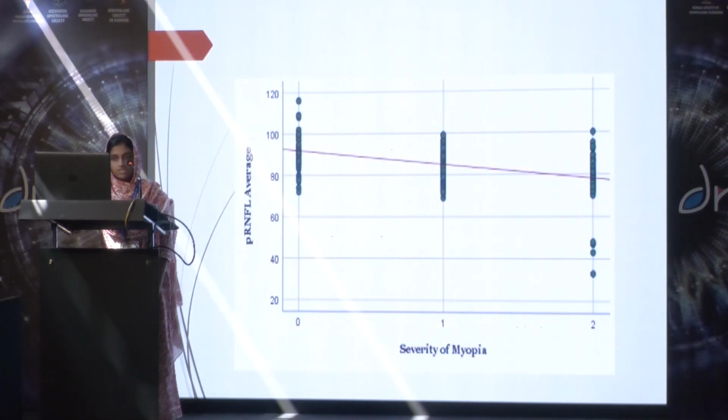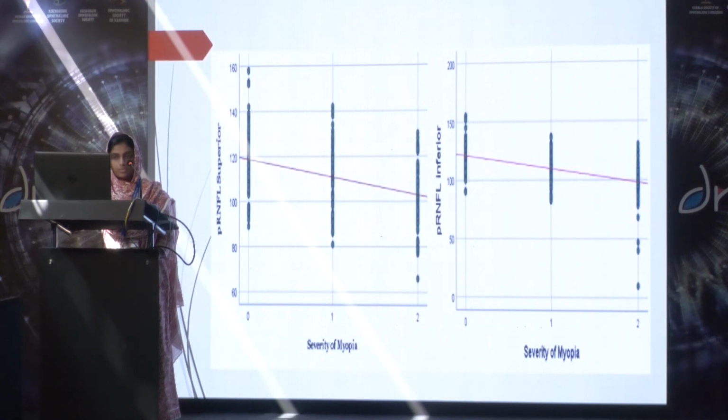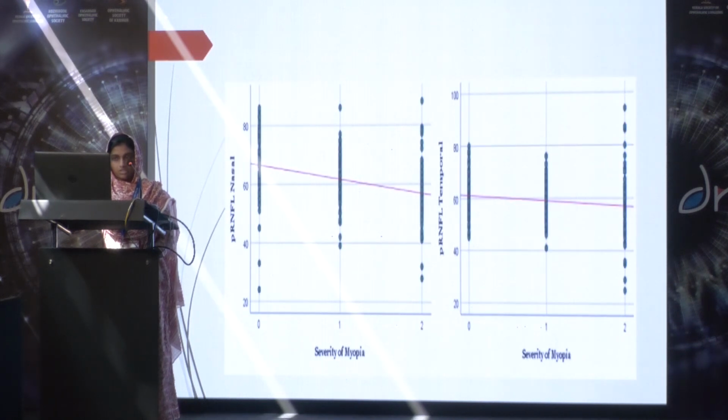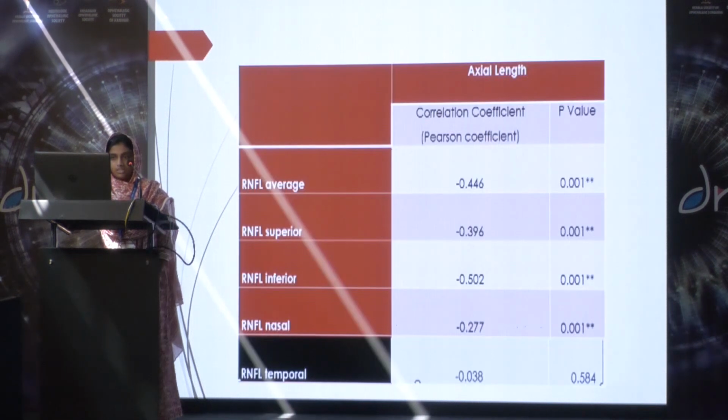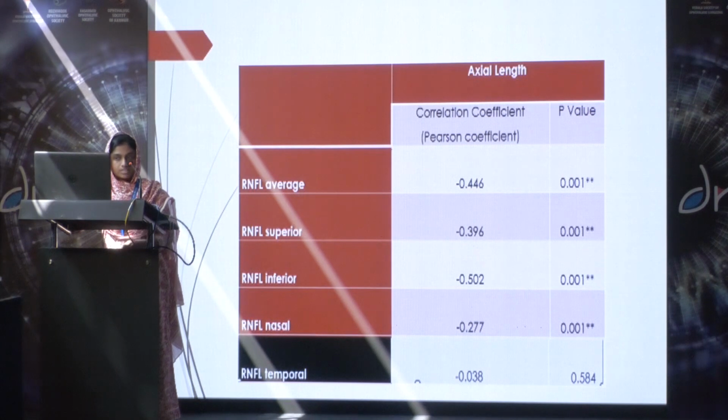These are the graphical representations which show a negative trend in the average, superior, inferior, and nasal quadrants, but in the temporal quadrant it shows a negative correlation, but not that statistically significant when compared to the others. Coming to axial length, the average, superior, inferior, and nasal quadrants show a negative correlation with a p-value of 0.01, which indicates it is statistically significant data.